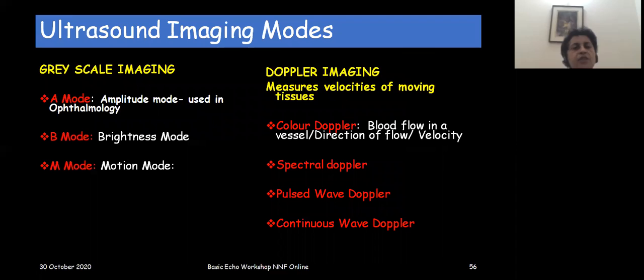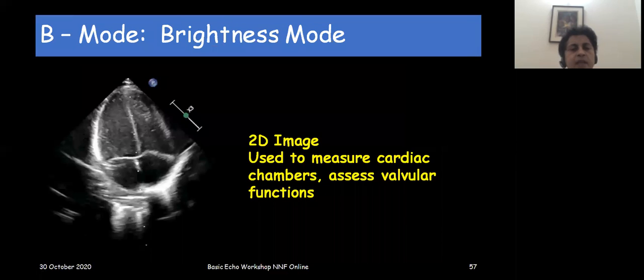Now, what are the imaging modes which are seen in ultrasound? One is grayscale imaging and the other is Doppler imaging. So I'll be speaking about the grayscale imaging. The A mode is not used anymore. It is used in ophthalmology. B mode is the brightness mode, and M mode is the motion mode. So this is the brightness mode, or the grayscale imaging.